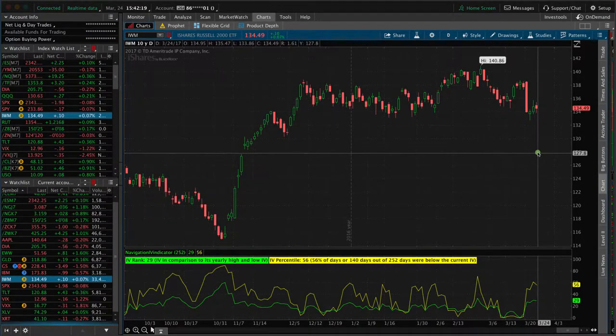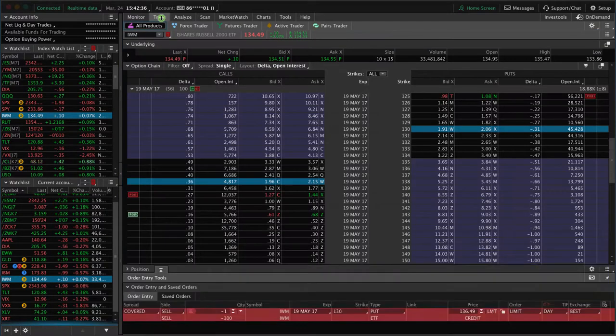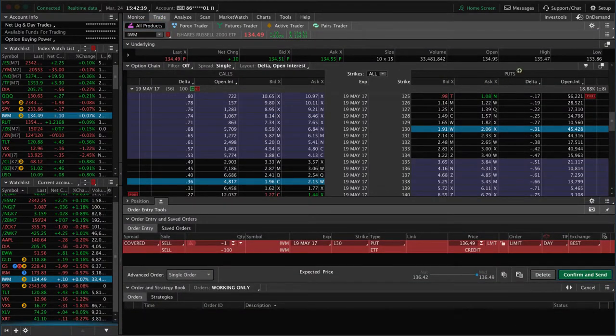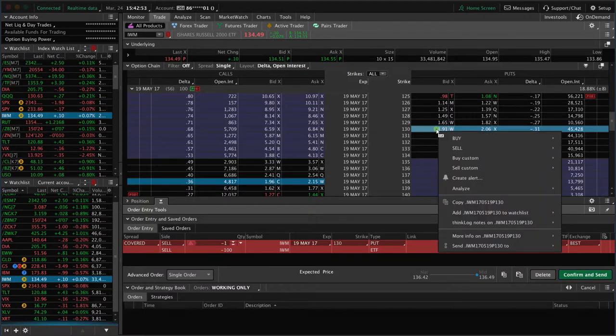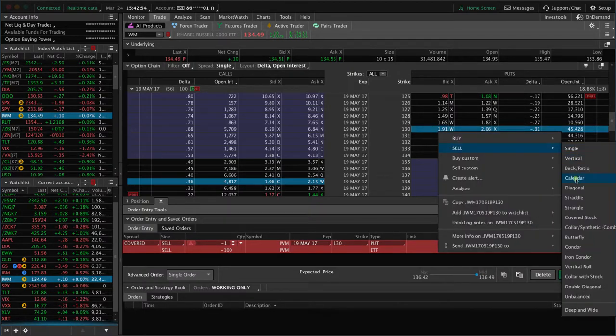Looking at IWM as our example, if this is something you'd be bearish on, this would be a candidate for a covered put because it has implied volatility over 50. IV percentile is 56 in this case. So we'd simply go to the trade tab, go over to the put side, and remember, we want around that 30 delta. If it's in between, I like to opt for the higher one, so I'd go with the 31 delta. Then we'd right click and do sell covered stock.